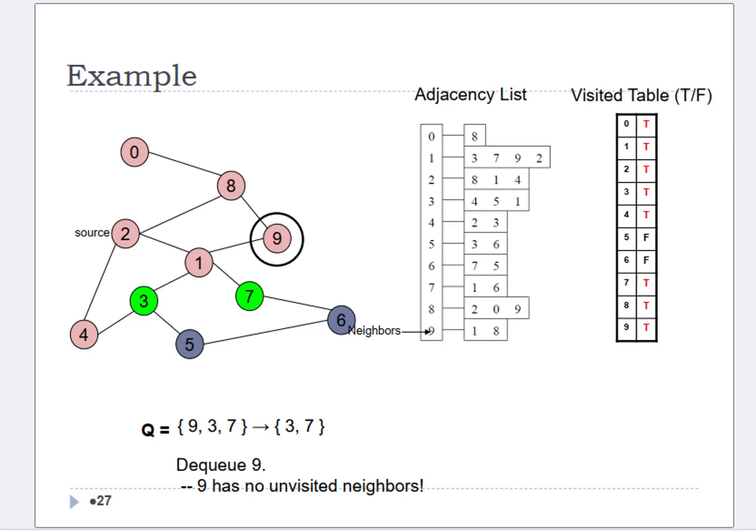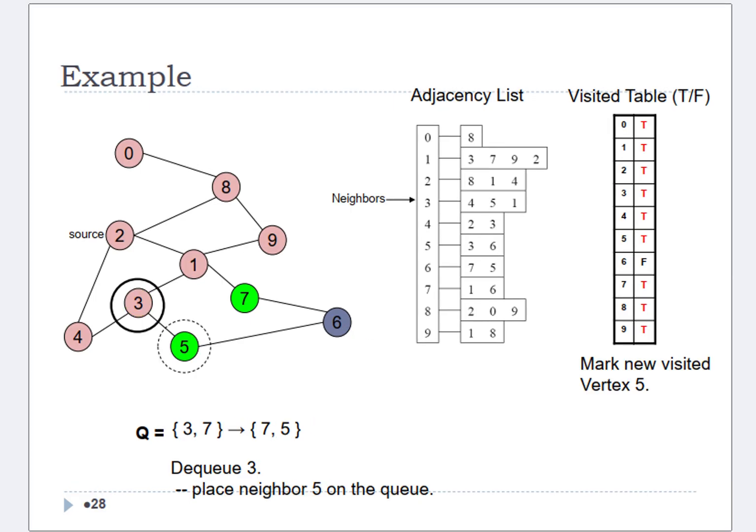Example: adjacency list, visited table T/F, source 0. Q equals 9, 3, 7. Dequeue 9. 9 has no unvisited neighbors. Next step: adjacency list, visited table T/F. Mark new visited vertex 5.